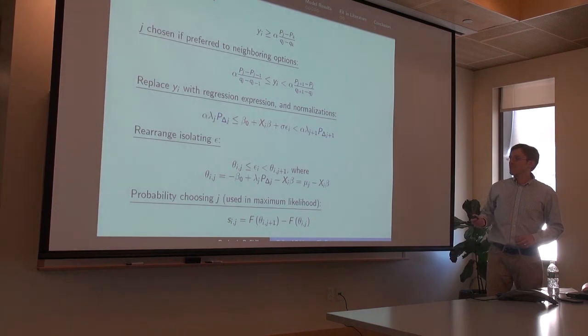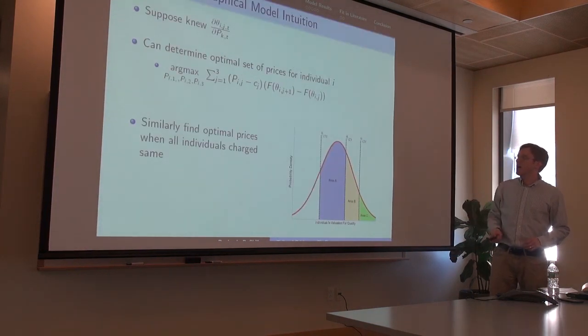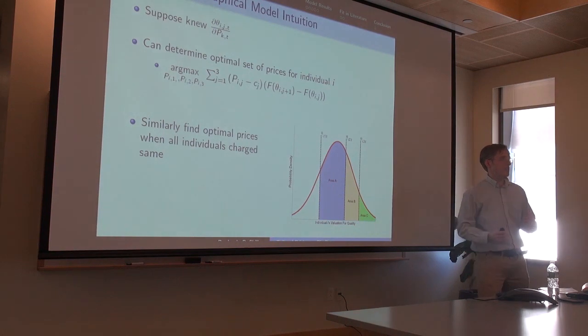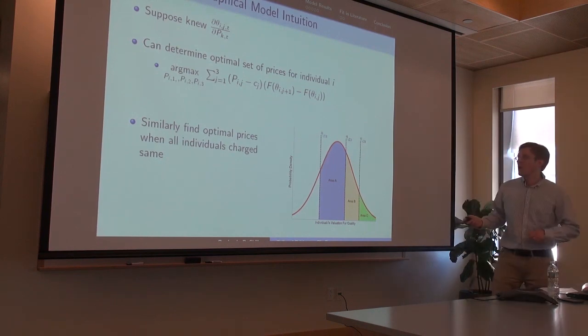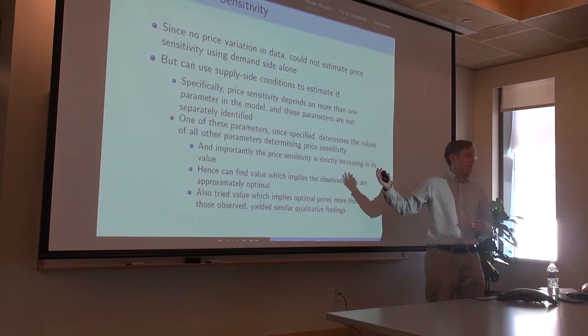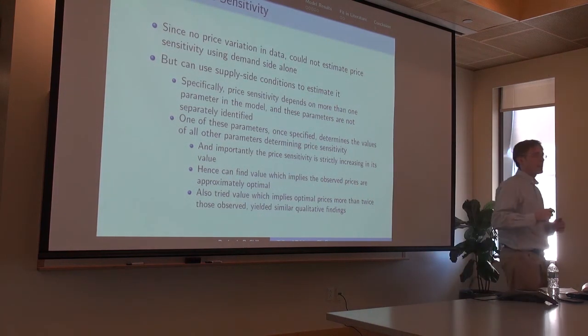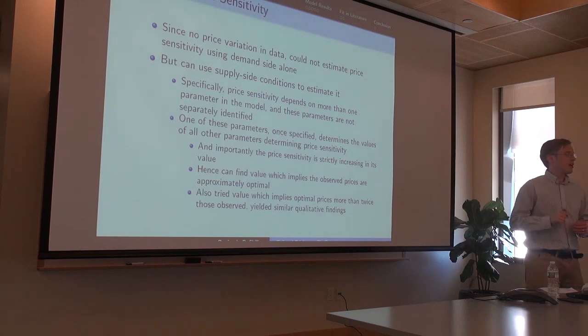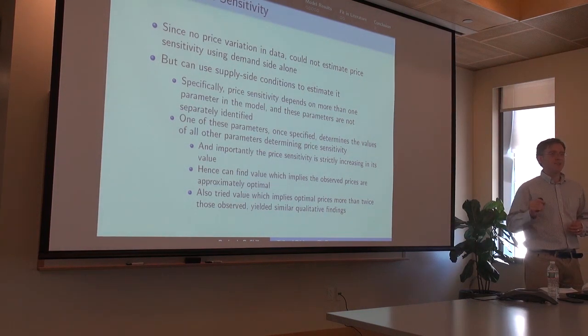Some details I'm going to skip. One problem that I ran into is that Netflix, well, actually, it has its advantages and disadvantages, did not change its prices over the period analyzed. So I don't have in my data the variation needed to estimate the price sensitivity. And so I estimate it afterwards. I find what level of the price sensitivity would yield predicted optimal prices which are very close to the observed optimal prices.